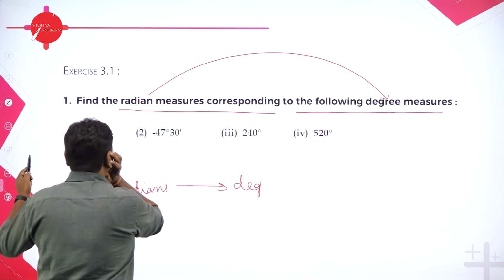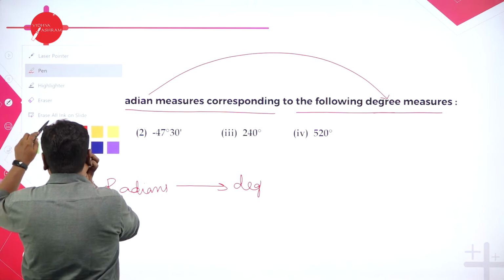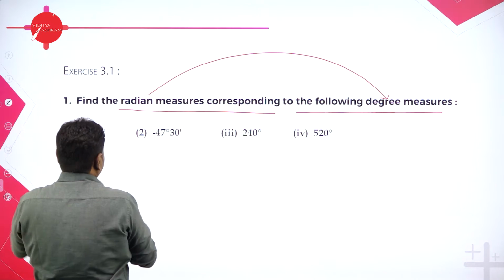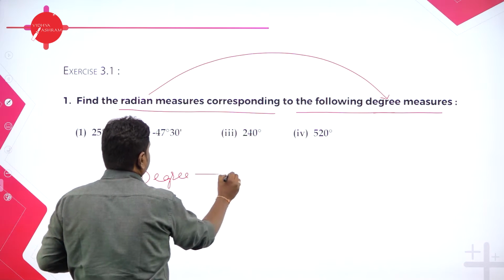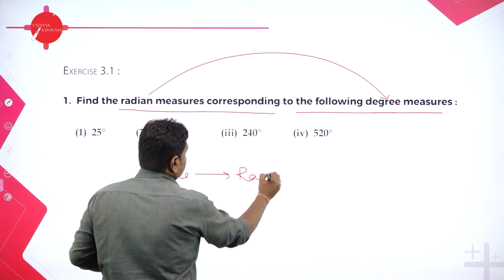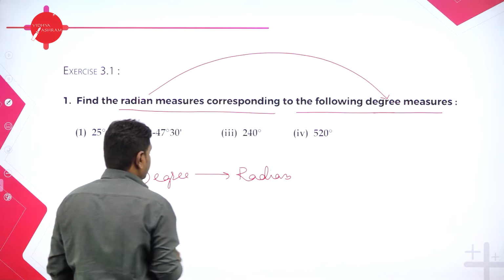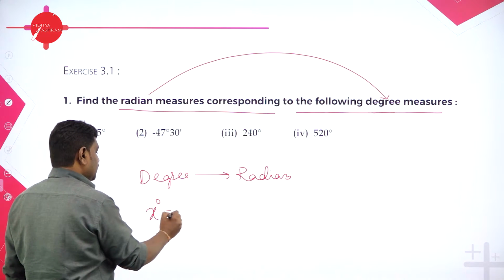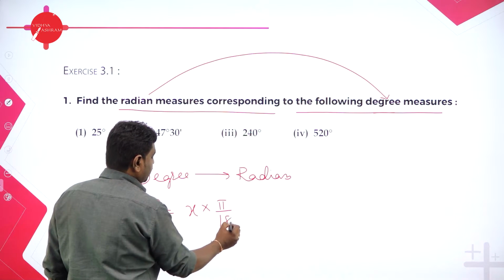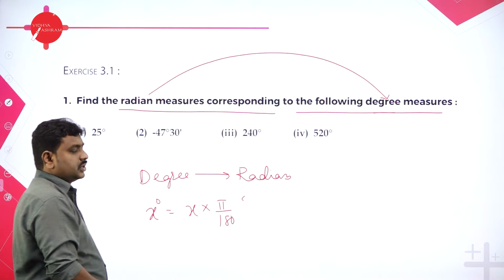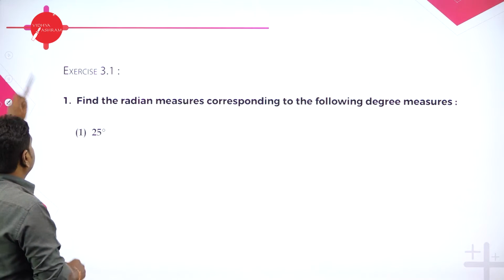Degrees to radian. So find the radian measurement. They gave degree. You need to convert it into radian. How can you convert degree to radian? Just now I told you x degree can be written as x into pi by 180. If you multiply pi by 180, it will become radian. So now we'll do one by one.